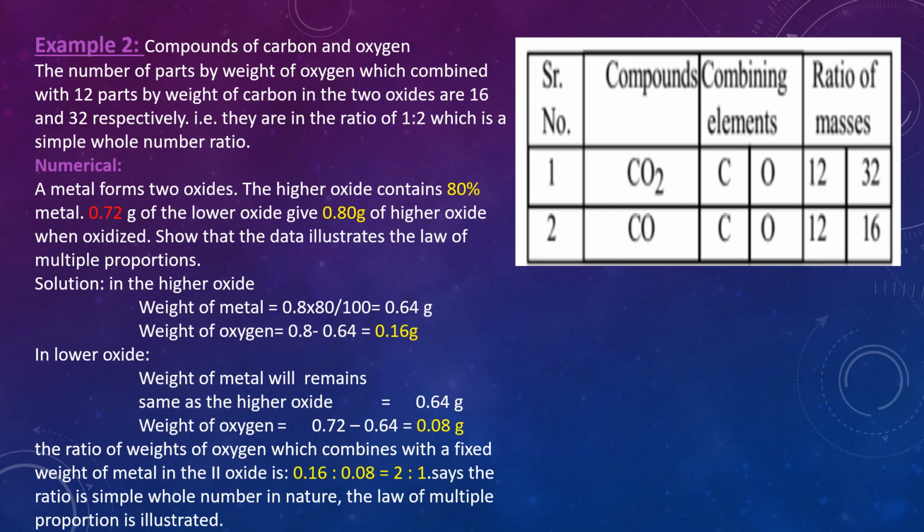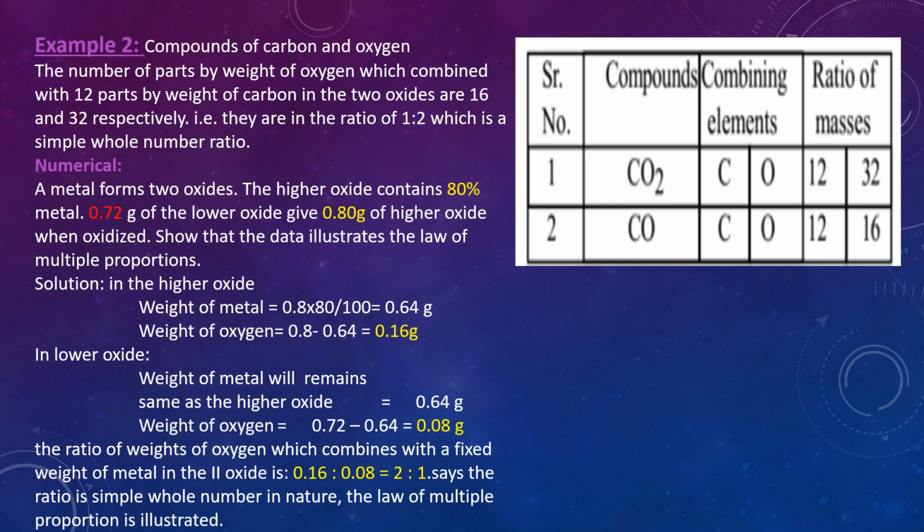Now I am taking the case of higher oxide first. The weight of higher oxide we have to find out. We know that the mass of higher oxide is 0.80 and its percentage is 80. So 80% of 0.8 comes to be 0.64 gram. This is the weight of metal in higher oxide. Now the weight of oxygen you can find out by deducting the weight of metal from the total weight of the oxide, that is 0.8 minus 0.64 gives you 0.16, that is the weight of oxygen.